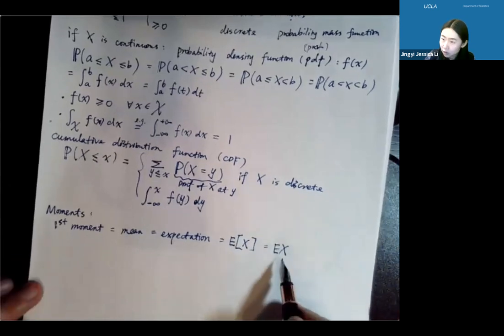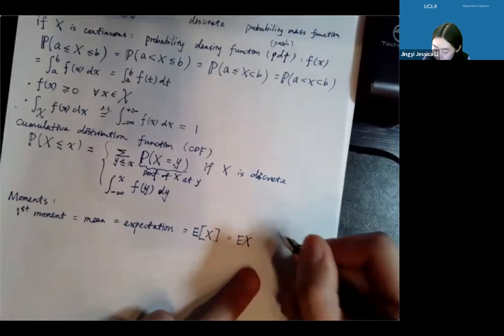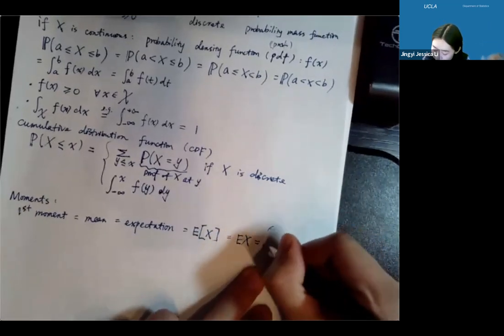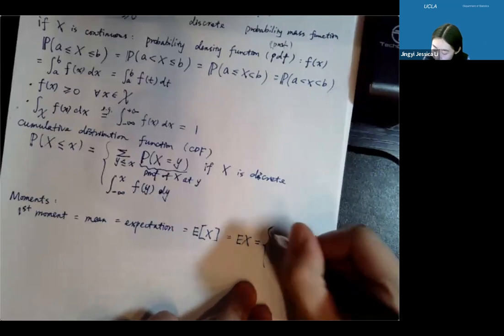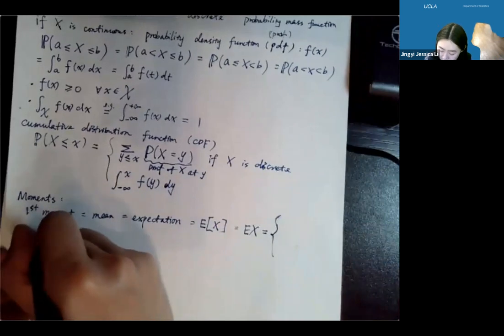So how do we define this? The definition will actually depend on integration or summation, again depending on whether the random variable X is discrete or continuous. Specifically, if it's discrete, let me just write it down here.